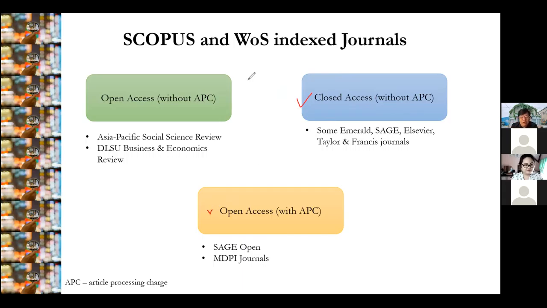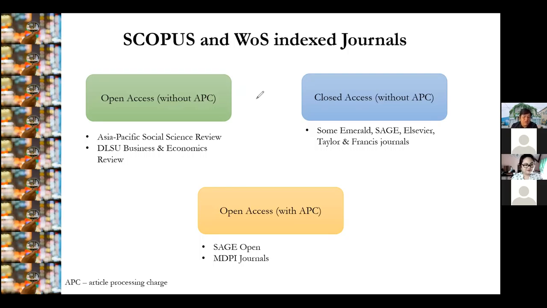So depende kung anong journal yung mga yon. So you should know all these things simply because it has something to do with payments. Okay? So kung for example magpa-publish ka and you want a reputable journal, then you can go, and you don't have, for example, the capacity to pay.